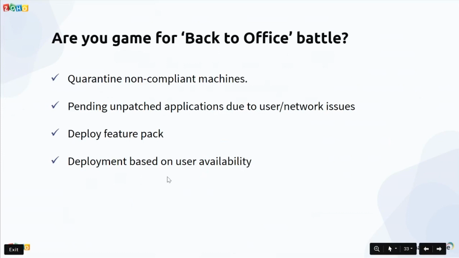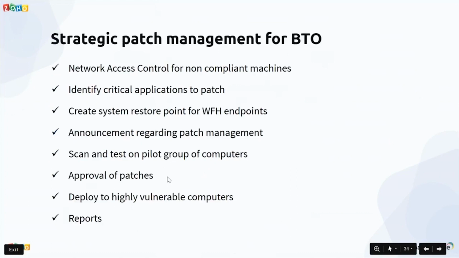Now that we have come up with a 4-point checklist, let's devise a strategy to achieve the things on our checklist. Like we discussed, we are going to use network access control to check the compliance status of our machines that are coming back to office. Then we're going to come up with the business critical applications that have not been patched. So we're going to test the critical patches for such applications and deploy them on our highly vulnerable back to office machines. This strategy aims to ready machines for production as soon as possible.